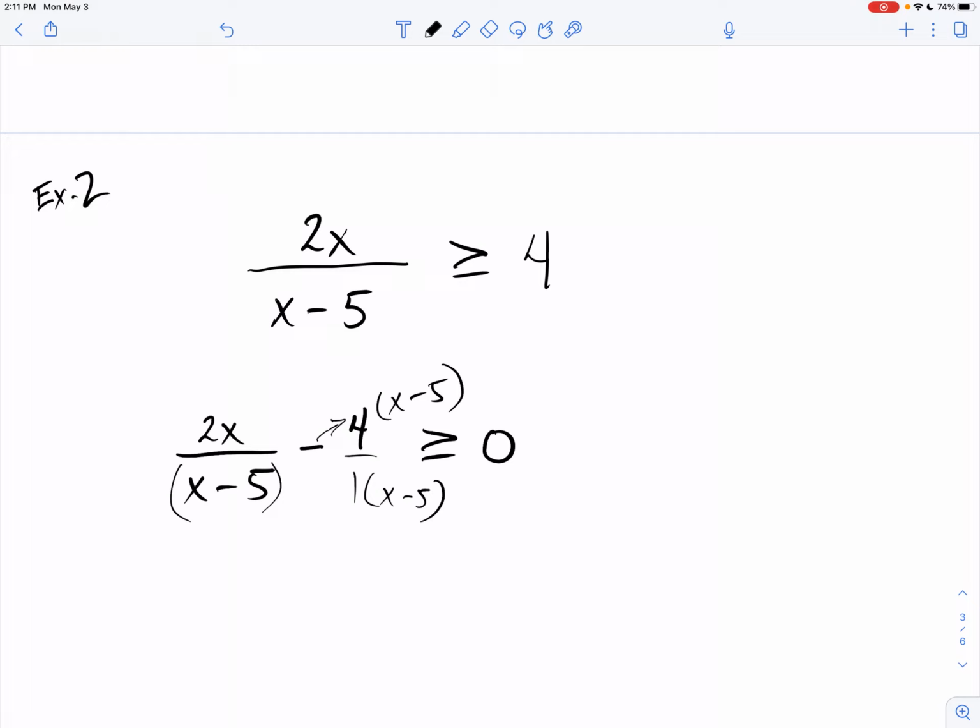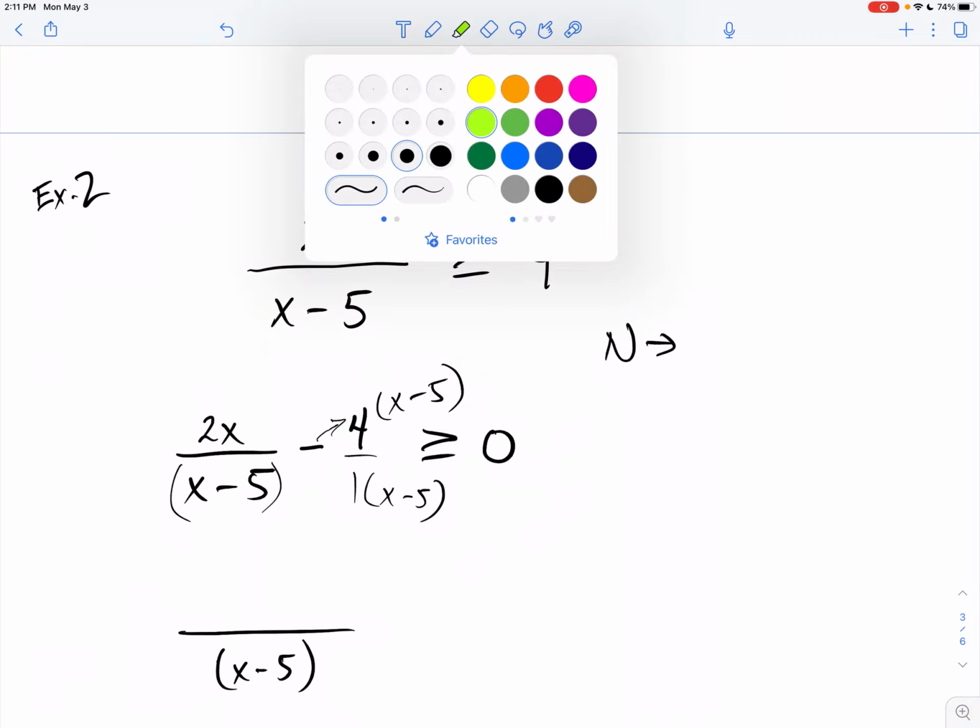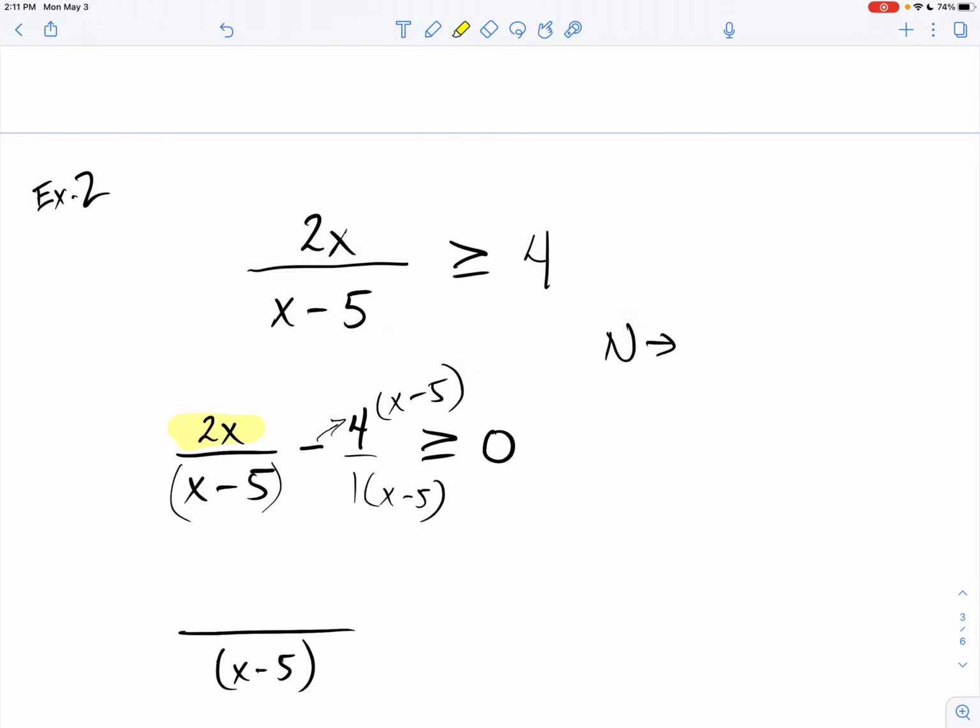So in the bottom, what do I have? I have an x minus 5 in the bottom. But in the top, in this numerator, I'm going to have, here, let's change this to a yellow, this minus this. So what is that? It's 2x, take away 4x plus 20. And then if I combine like terms, I would get negative 2x plus 20.